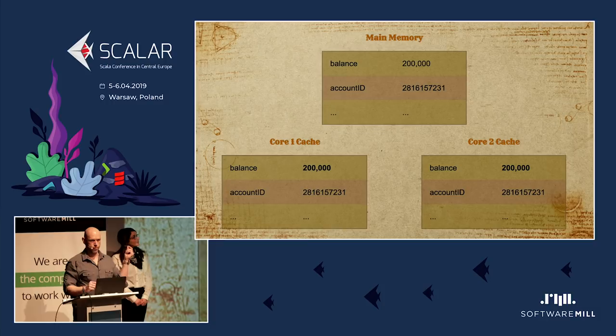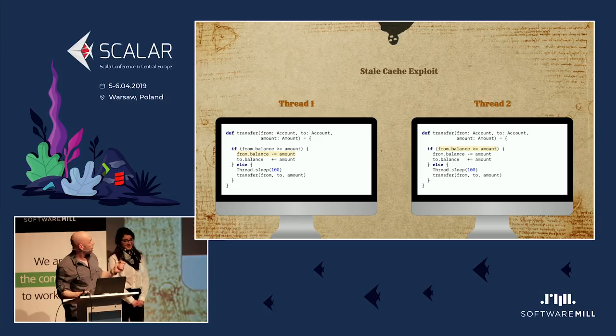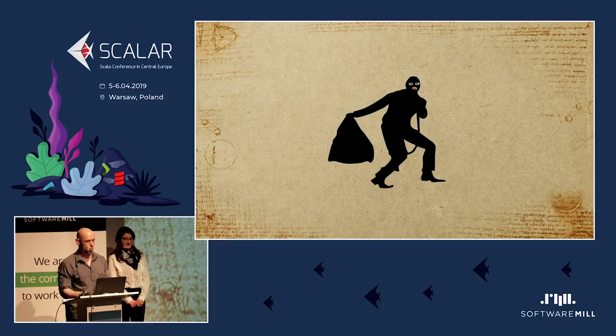The problem with this is different cores end up with different copies of the data that they cache. To take advantage of this, our crafty thief uses the stale cache exploit, in which they've got one thread that's debiting money from the from account and another thread that's checking the balance, but the balance that it's checking is different than the balance that was debited over here on the left-hand side. As a result, double spend exploit. Our thief walks away with millions more in the bank.